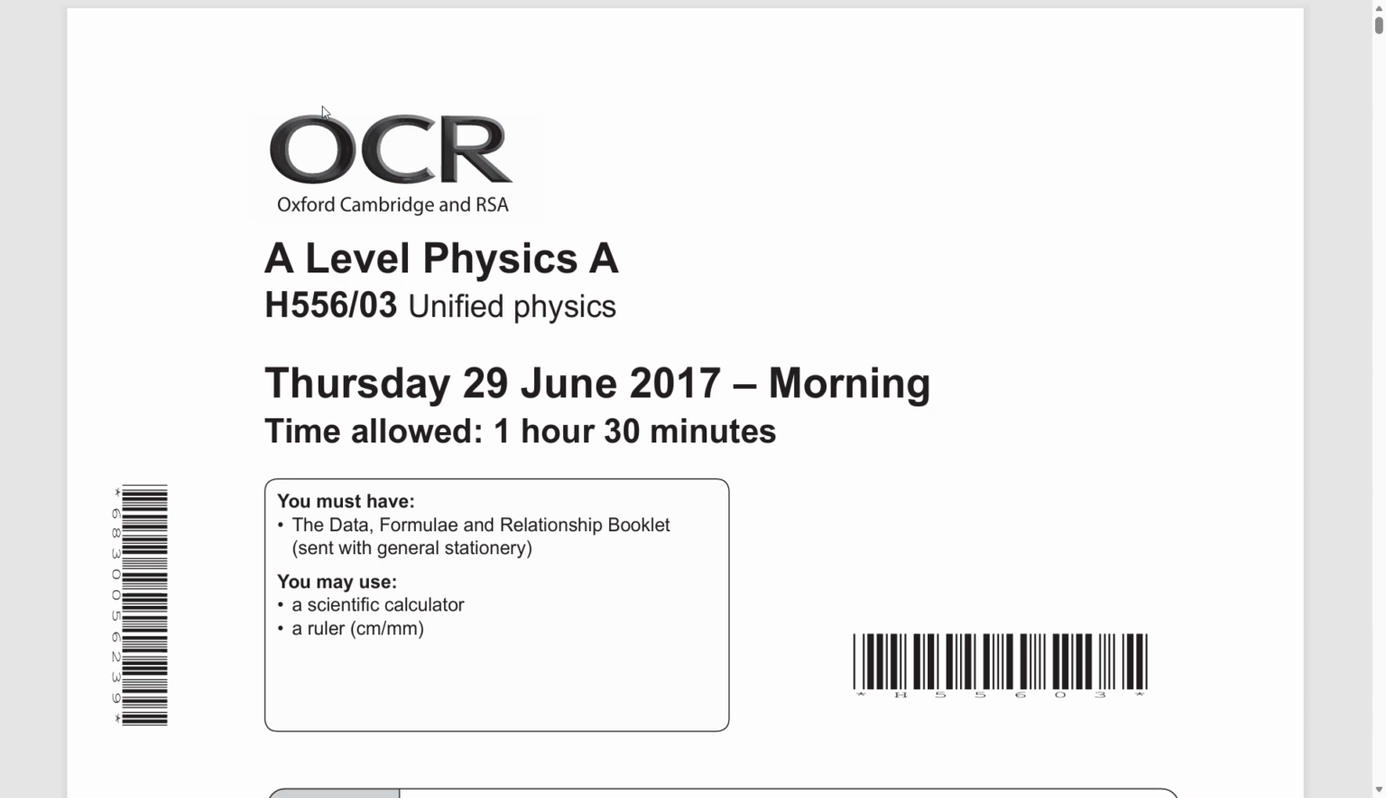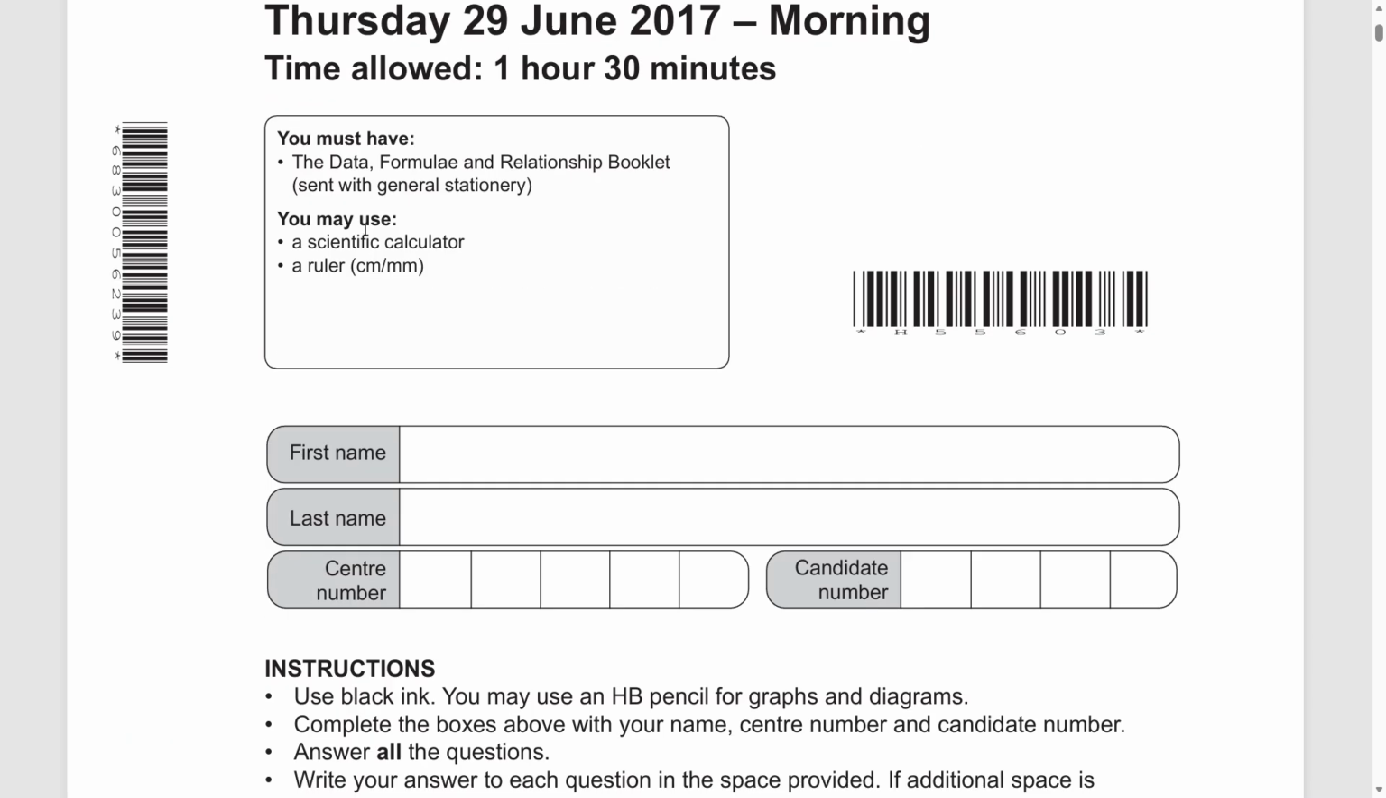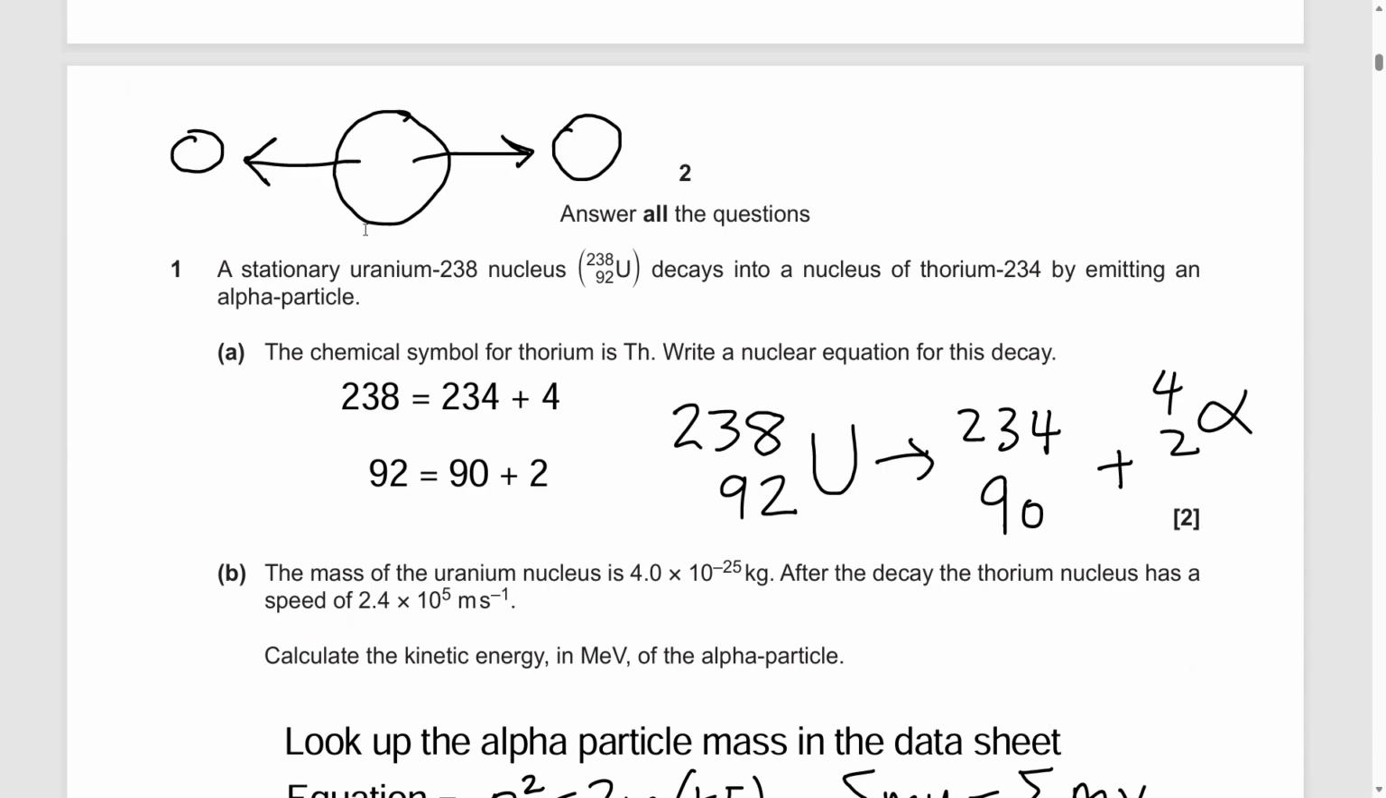Okay, I'm doing the 2017 paper, so let's just quickly go through this. Okay, so we have a uranium that splits into an alpha particle and thorium. In the beginning, it is stationary, so one's going to the left, one's going to the right because of conservation of momentum.